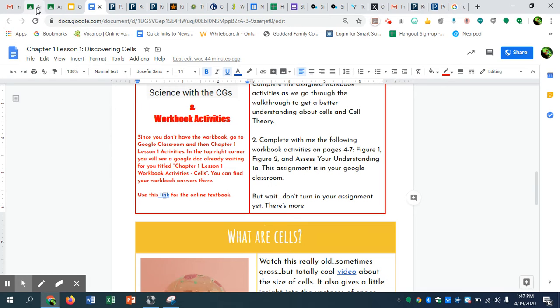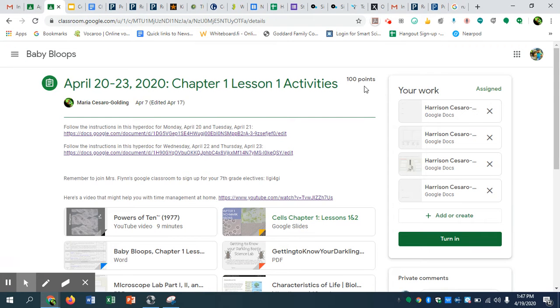Remember, we're doing our Google Docs here. So go to your page and just hover over each of the links. Remember, don't click on it yet. This one says Chapter 1, Lesson 1, Workbook Activities, but it's microscopes. I've split apart Chapter 1, Lesson 1 into 4 days because there's a lot to it. So we're not doing that one. We're doing the cells: Chapter 1, Lesson 1, Workbook Activities, cells. So click on that.